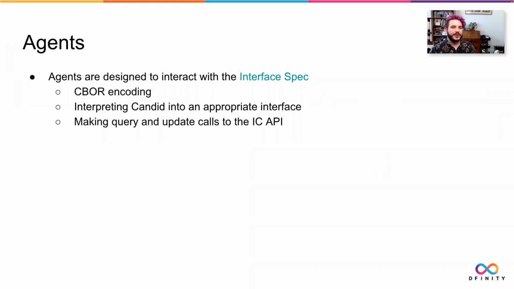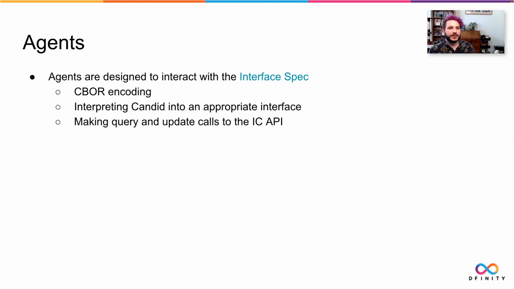But agents are designed to interact with the interface spec, which is linked to on smartcontracts.org. So that's the public interface for the Internet Computer. And they do a few things. The main agents that DFINITY actively maintains are the Rust agent and the JavaScript agent. And there are several other community organized agents as well for things like Python or Java, Go, and a few others that are out there.